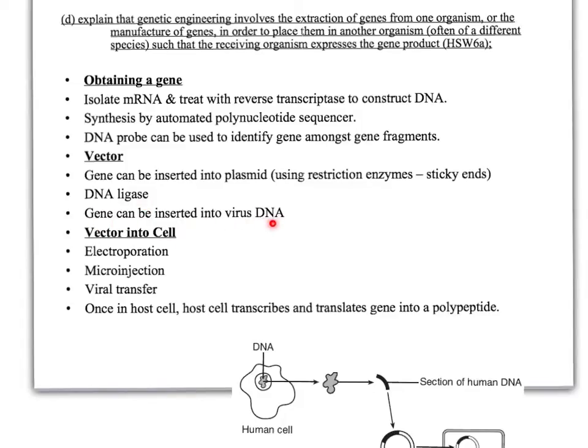As well as using plasmids, we can also insert genes into viruses, and we'll come back and look at that in a little bit more detail later on. This slide focuses a little bit on these processes here: electroporation, microinjection, and viral transfer. So I'll deal with each of those in turn.